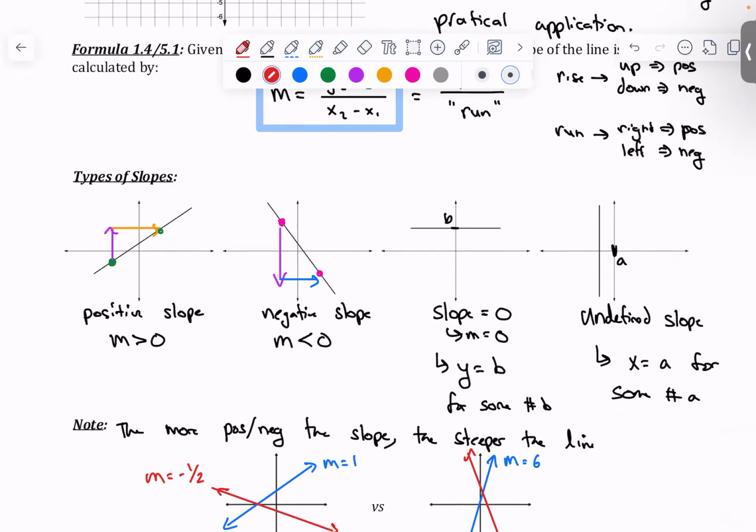Horizontal lines have a slope of 0, and they are always in the form y equals b, where b is the value that they cross through on the y-axis. And undefined slopes are always vertical lines, and they always equal x equals a, where a is the value it crosses on the x-axis.